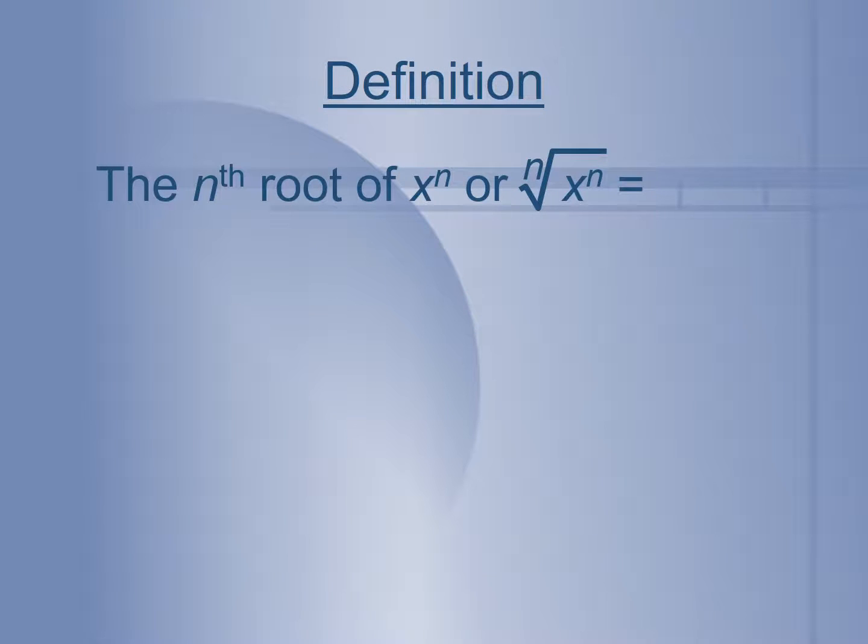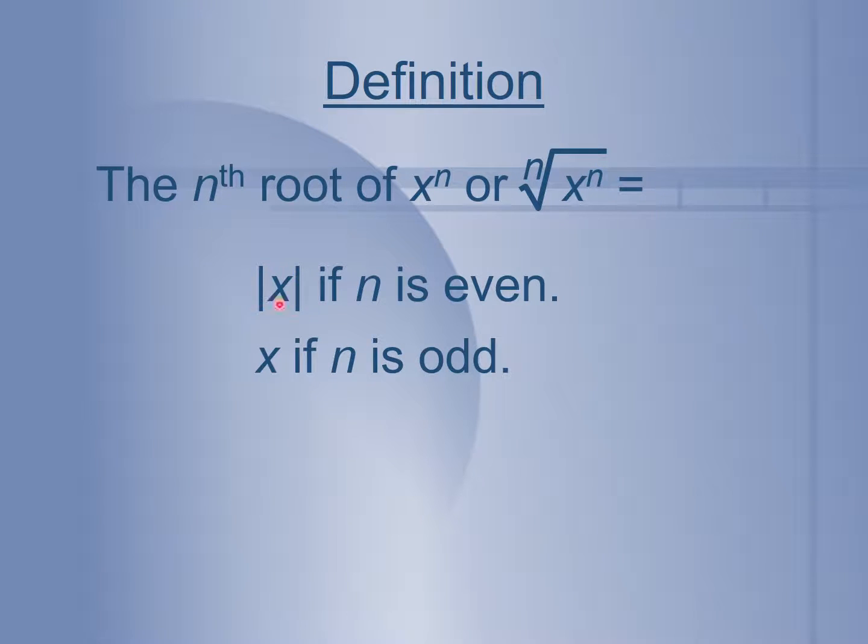Remember, we only have to do this when we're using variables. So if we have the nth root of x to the n, we're taking the root of the variable with that same power. Then we're going to end up with the absolute value of x if our root is even, or just x if n is odd.